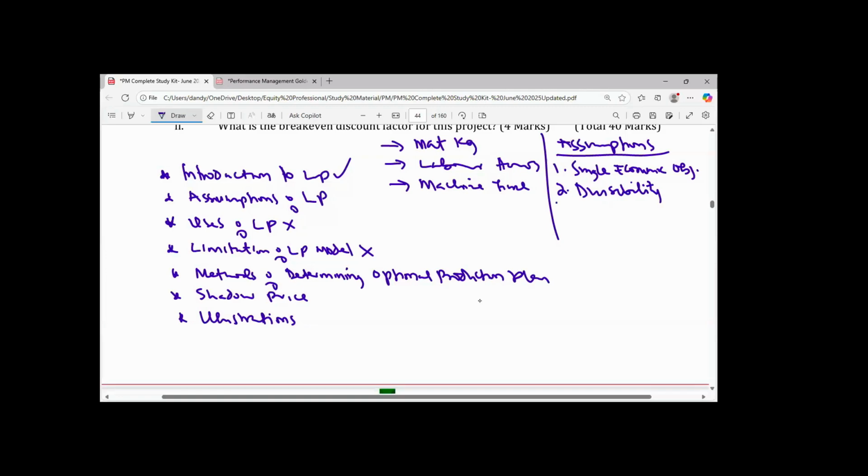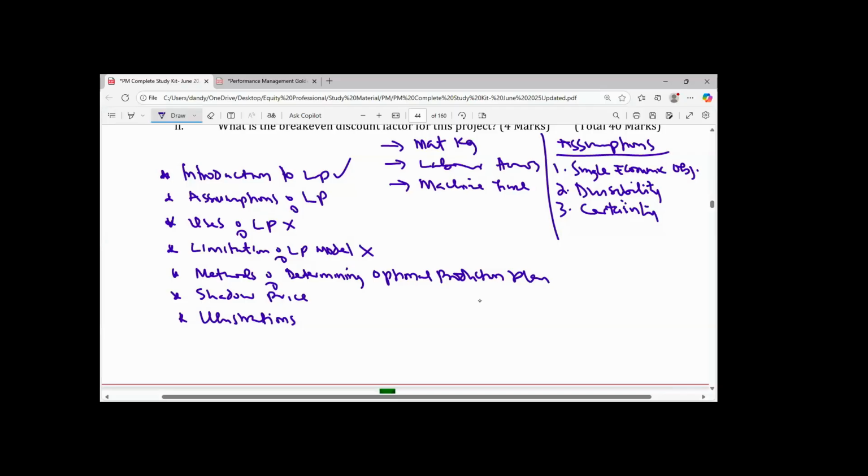Then number three, another assumption is certainty. Okay, certainty. What does this say? This states that the factor of production required for manufacturing the final product must be known in advance and with certainty.